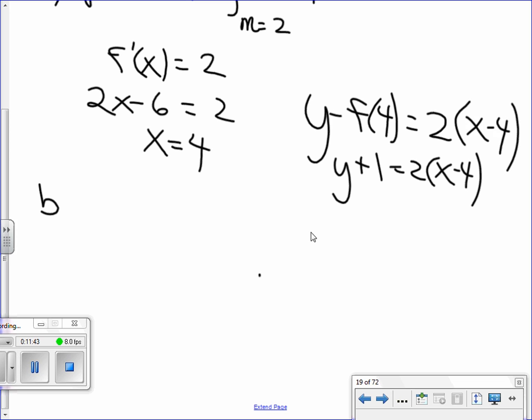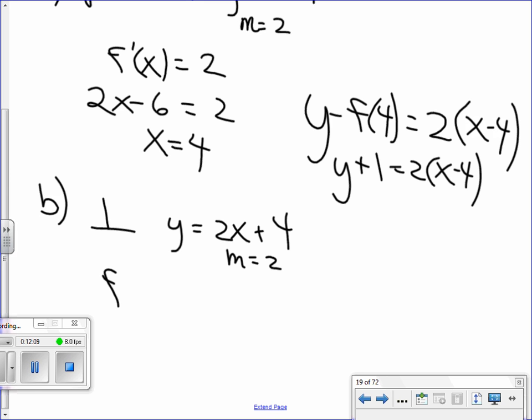So for the second part, what's the line we want it perpendicular to? Y equals 2x plus 4. Okay. So we want our line to be perpendicular to that one, and this one again has a slope of 2. We want the slope of the tangent line, the derivative, not to equal 2. We don't want to have the same slope. What do we want it to equal? Negative 1/2.